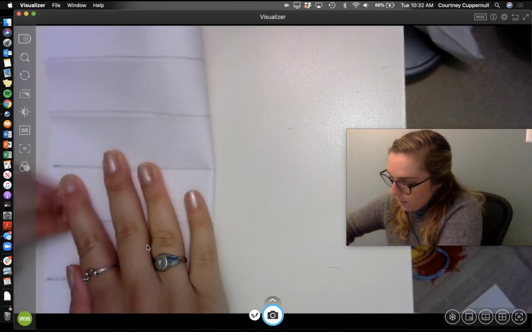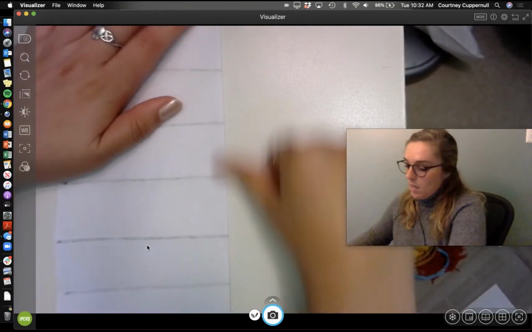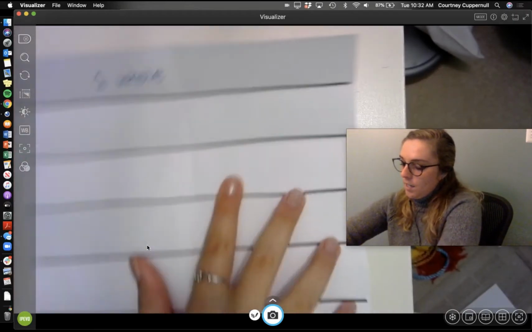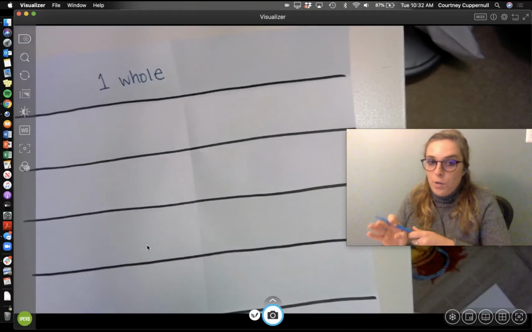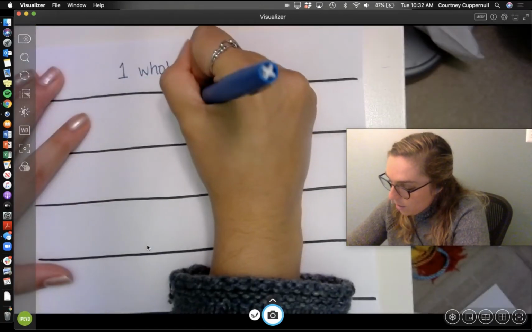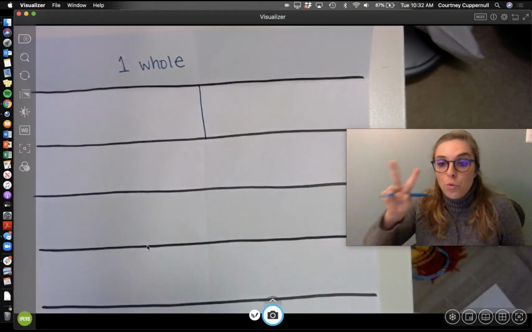So once you have that in half, just go ahead and make your crease, bring your finger down the middle, go ahead and open it up. So now that we folded our paper in half, we know then to make 2 equal pieces, I can just draw a line right here. I see that my whole row has been split into 2 equal pieces.